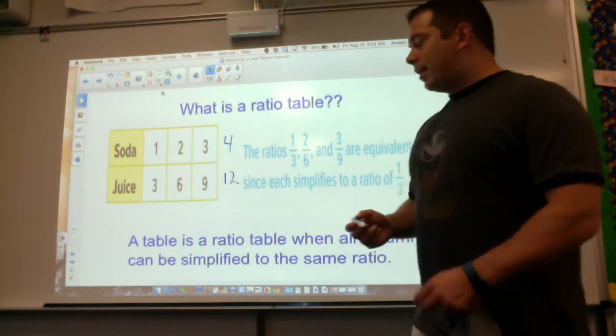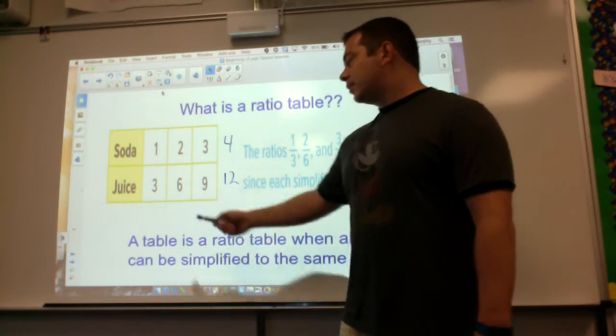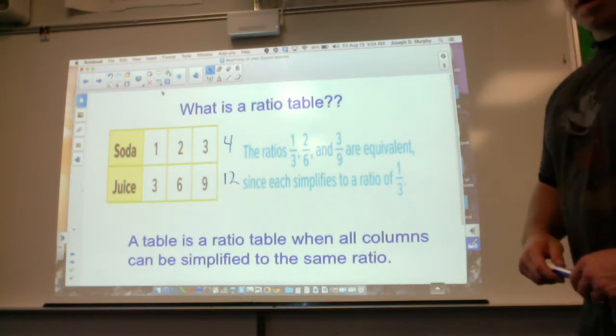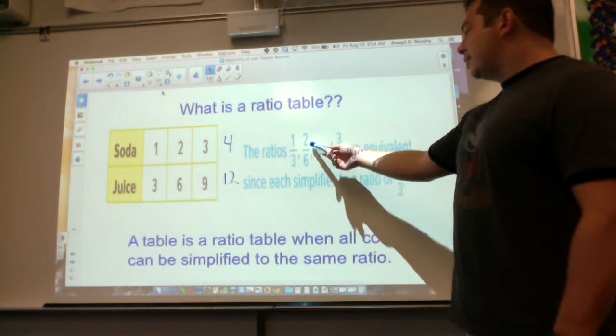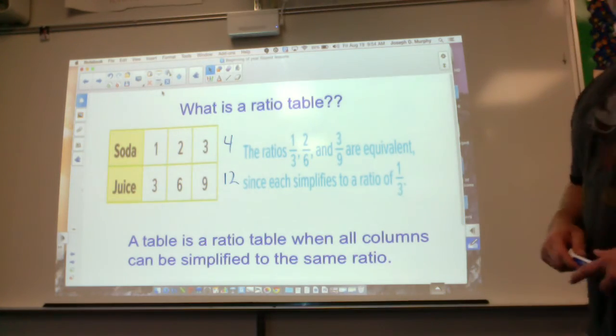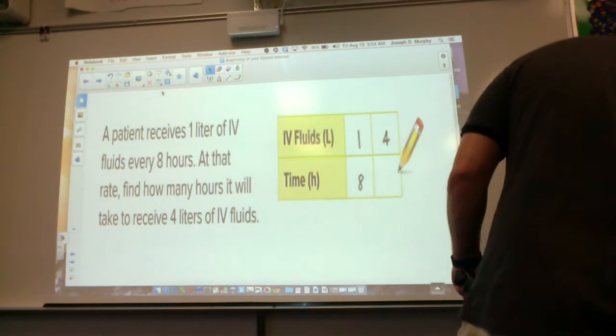12. It's basically skip counting once you get going. Counting by ones, and this one's counting by threes. 3, 6, 9, 12. So this little note right here just says the ratios 1 to 3, 2 to 6, and 3 to 9 are equivalent, since each simplifies to a ratio of 1 to 3. All right, let's try some together.